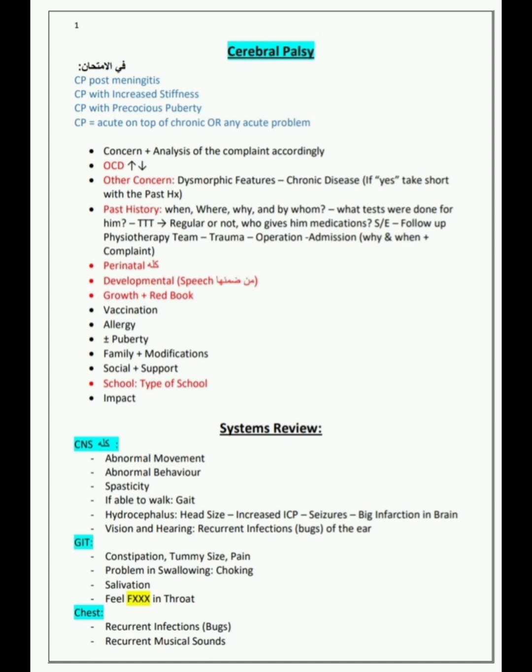CVS: we will ask about exercise intolerance, whether the child is moving or not, heart racing even at rest, and difficulty in breathing. Musculoskeletal system: we will ask about back pain and back curving. Renal: we will ask about the concern of recurrent infection, that is UTI, which we will exclude, incontinence, and blood pressure we will ask.